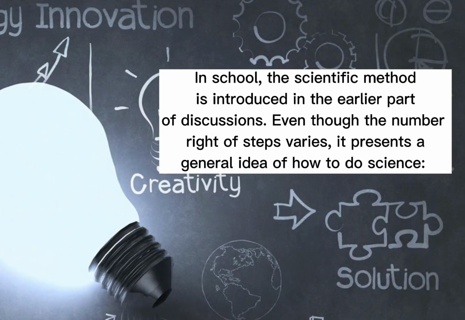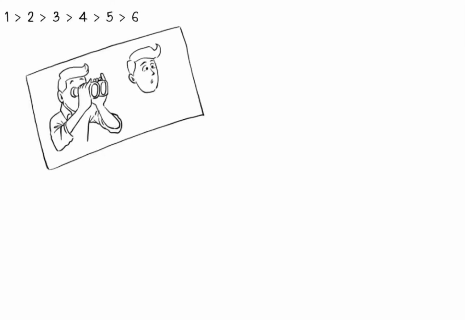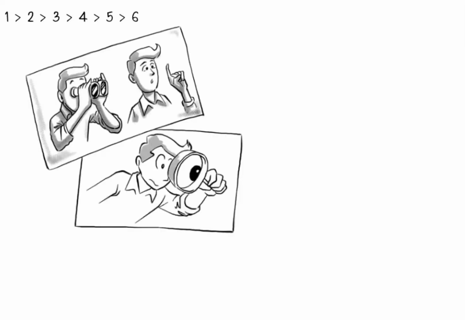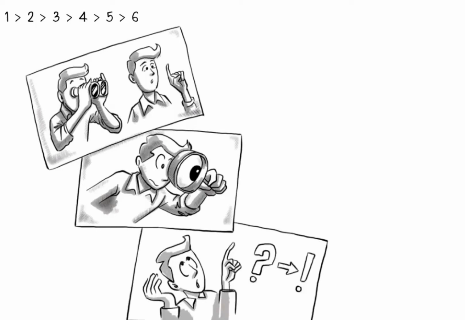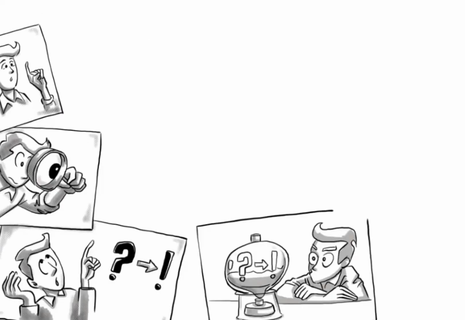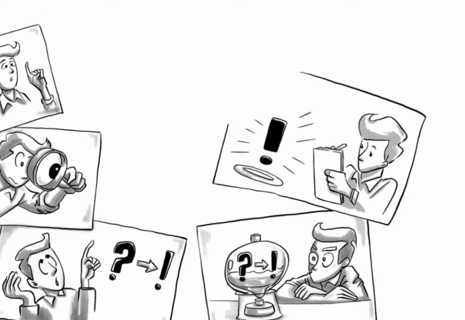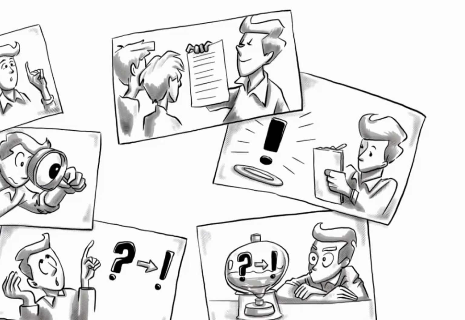In school, the scientific method is introduced in the earlier part of discussions. Even though the number of steps varies, it presents a general idea of how to do science. Let's proceed to the 6 steps of the scientific method. First is to observe, determine the problem, formulate hypothesis, conduct experiment, gather and analyze, and lastly, formulate conclusion.